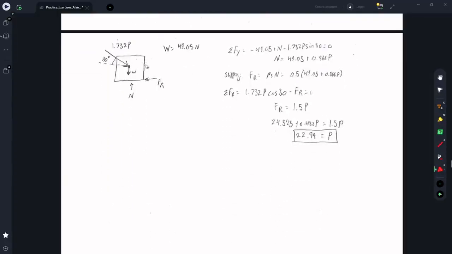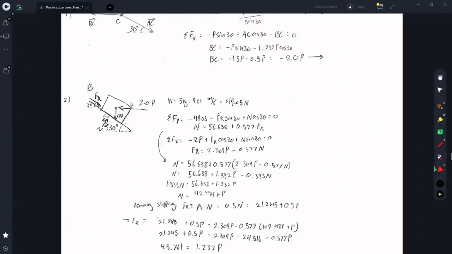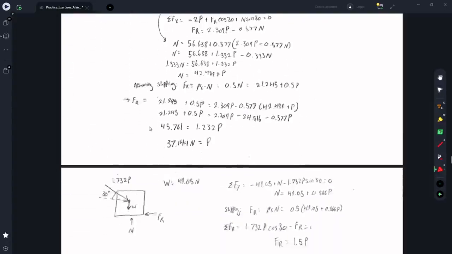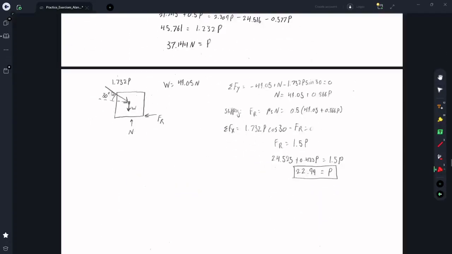So here's block A, which is just flat against the ground. Earlier we said that there would be a force going down to the right, which ended up being negative, so there's actually one going up to the left. So on the block, because these forces should be equal and opposite to each other, this one is going to be going down and to the right. To solve for the weight force, it's the same exact thing as before, so I didn't bother. It's just 49.05 newtons.